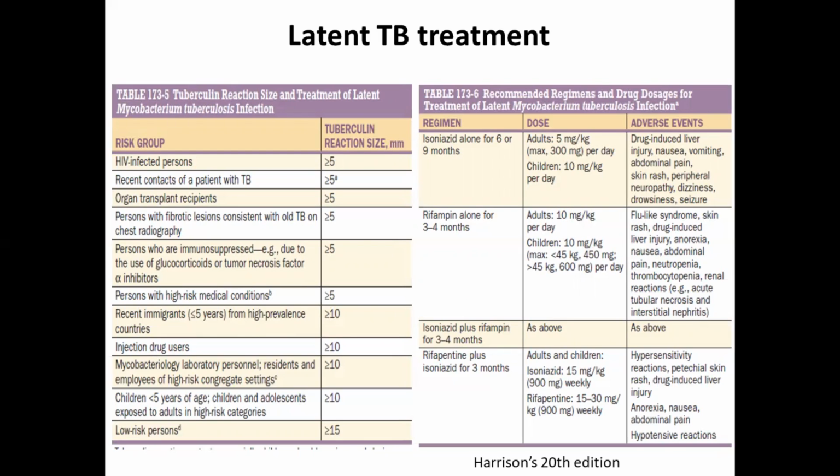And there are various regimens, which include isoniazid alone for 6 months or 9 months, or rifampicin alone for 3 to 4 months. However, you can even give the isoniazid plus rifampicin regimen, both for at least 3 to 4 months.